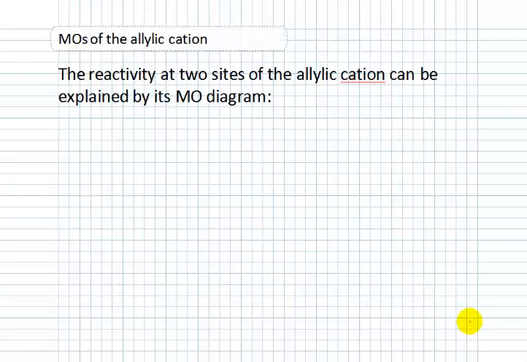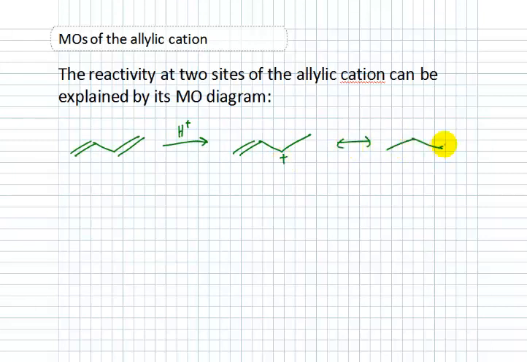Now, the reactivity of the 2 carbons in that allylic carbocation can actually be explained by the molecular orbital diagram of the allylic carbocation. So let's just start with butadiene. Okay. Let's react it with strong acid. That'll give us an allylic carbocation, right, which has 2 resonance structures.